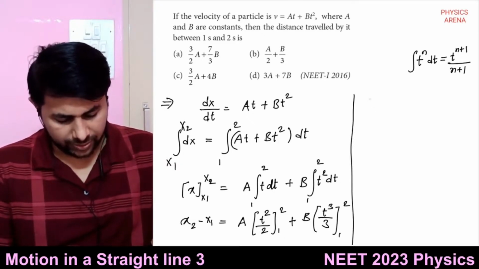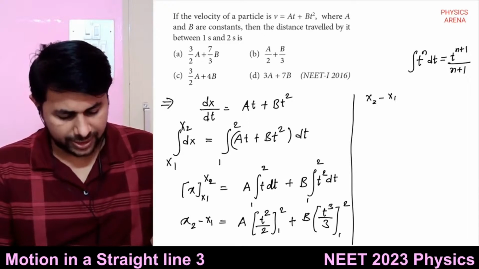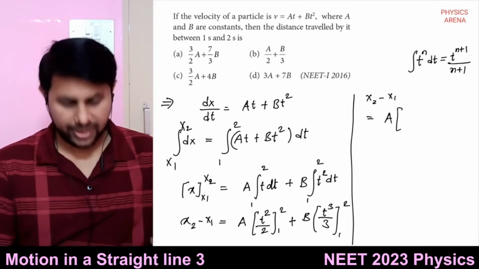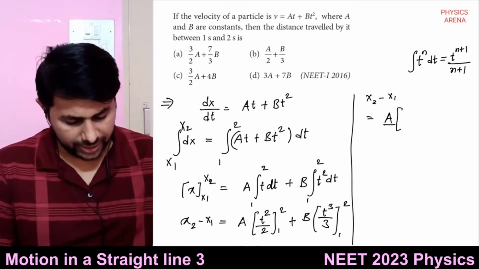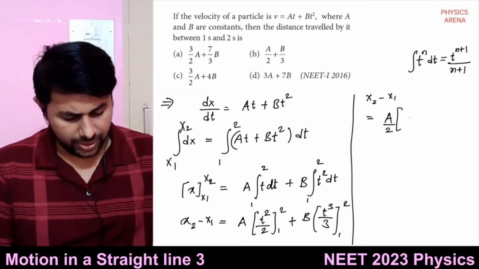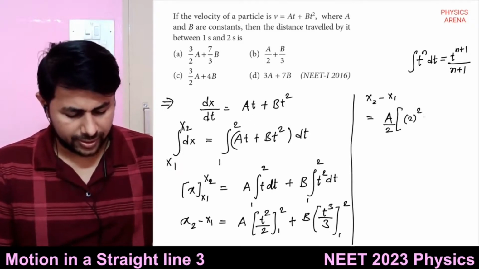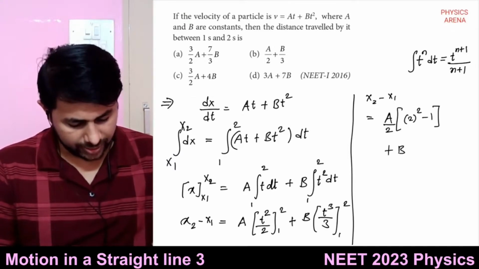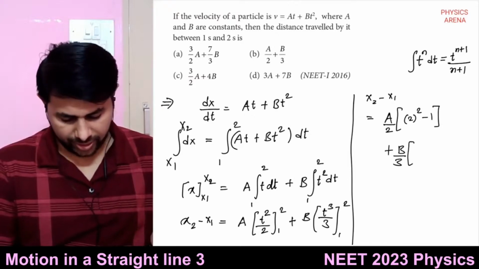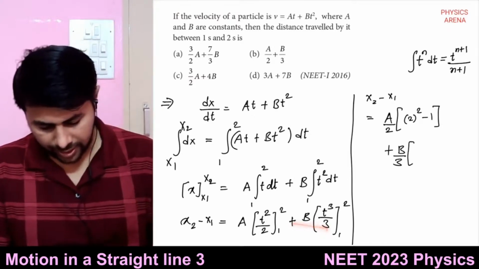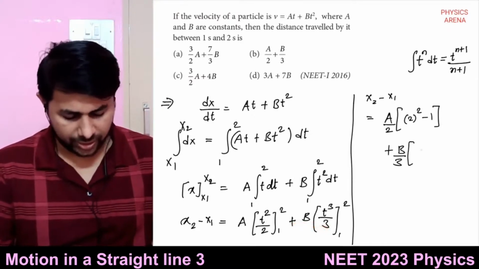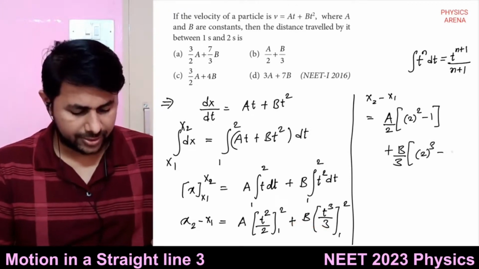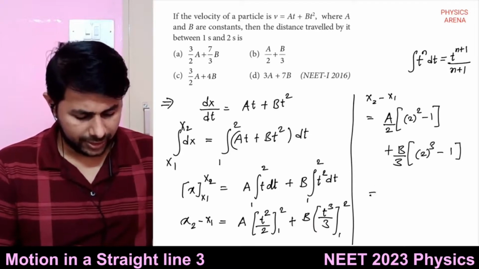So x2 minus x1, the displacement, is equal to a times t square upon 2. 2 you can take out, so a by 2, so it is 2 square minus 1 square, where 1 square is 1, plus b by 3, so 3 you have taken out, it is t cube, which is 2 cube, 2 cube minus 1 cube, okay.